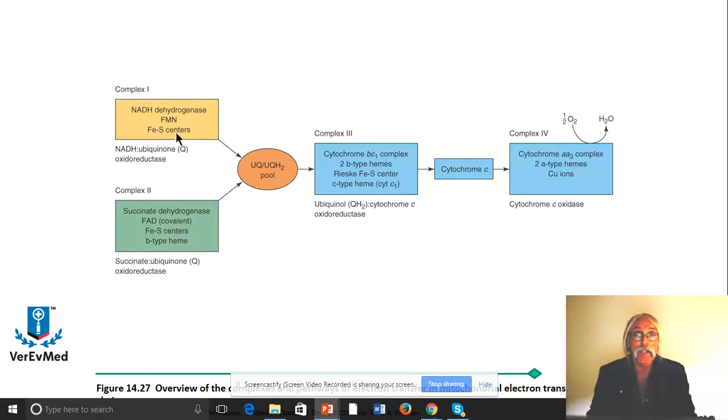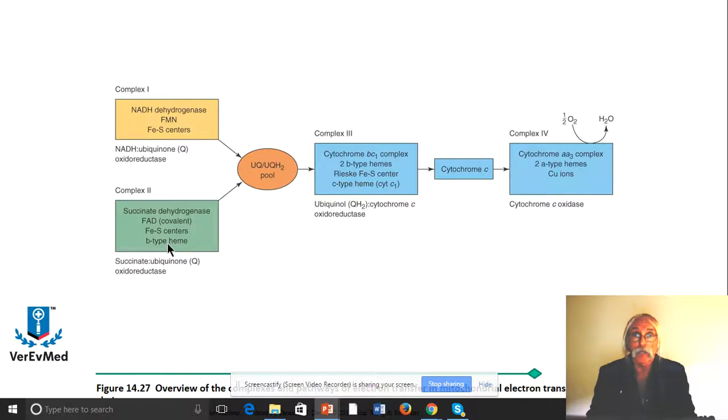Complex 2 enters not as NAD, but as FAD. So basically, it's coming from the succinate dehydrogenase reaction directly from the tricarboxylic acid cycle, that is the Krebs cycle, also found in the mitochondria. We're starting at the oxidation state of FAD, which is going to be a lower yield of energy, so we're not going to make as much ATP this way. But we're going to have FAD bound directly to this enzyme, which is associated with this complex.